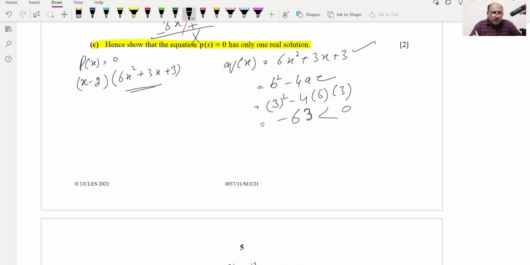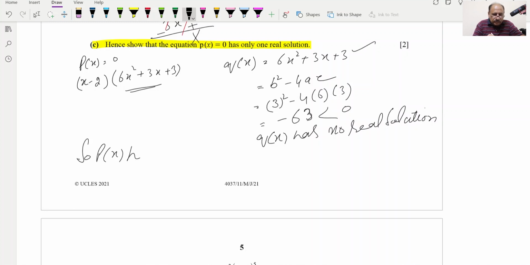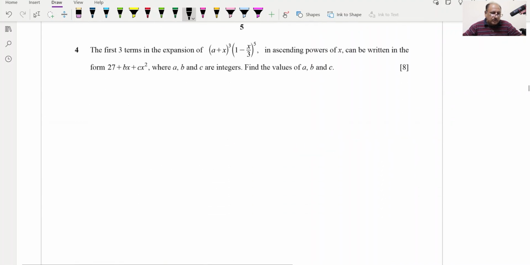0 means what, q of x has no real solutions. So p of x has only one real solution. So this will be the final answer. This is the 2 marks part which we have done.